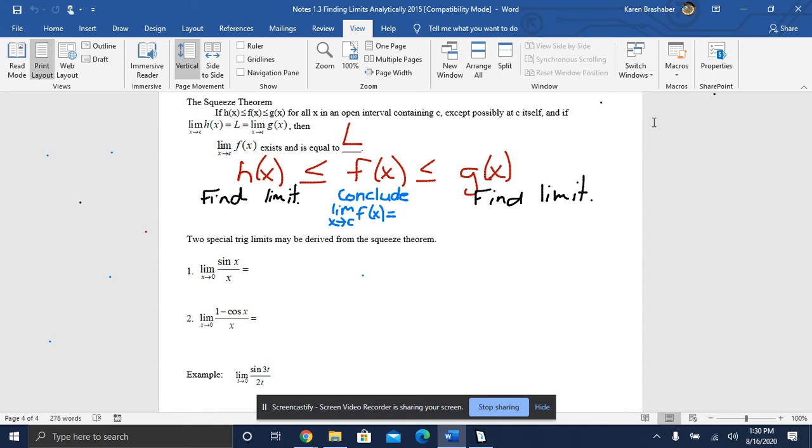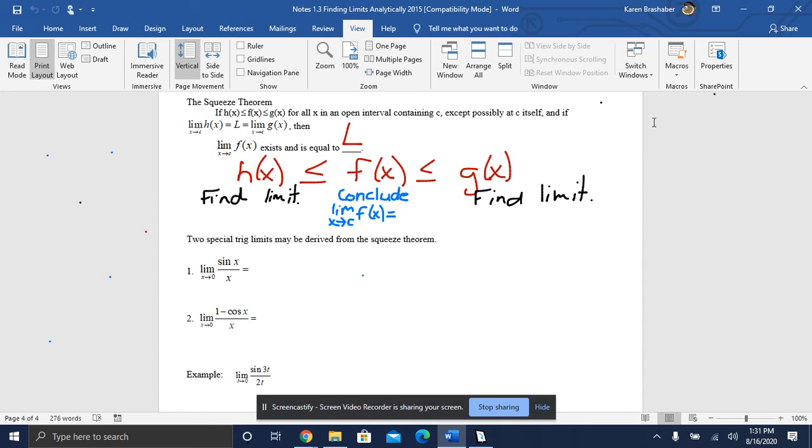So the way that this would work, I've written in red for you that the first thing that has to be true is that f of x has to be in between h of x and g of x. And probably the best way to know that happens is to look at the graph, that f of x has to be squeezed in between the two other graphs, h of x and g of x.